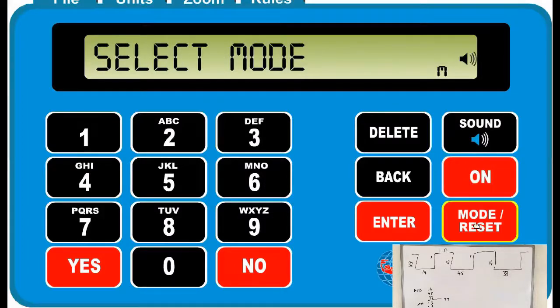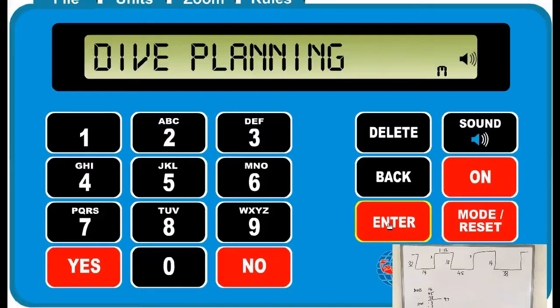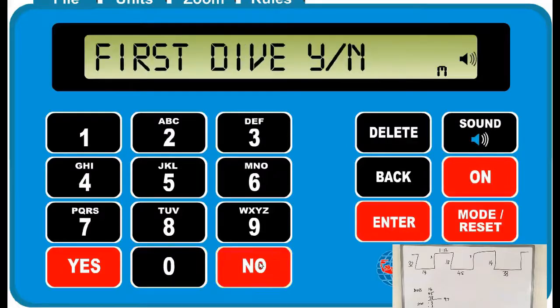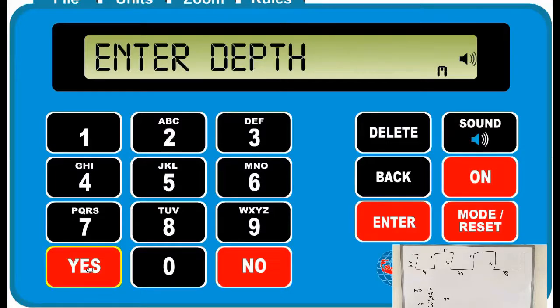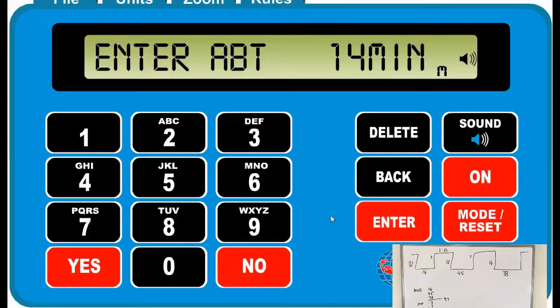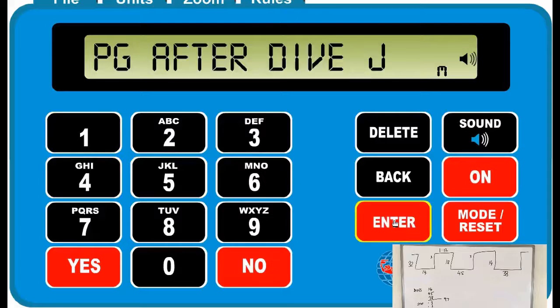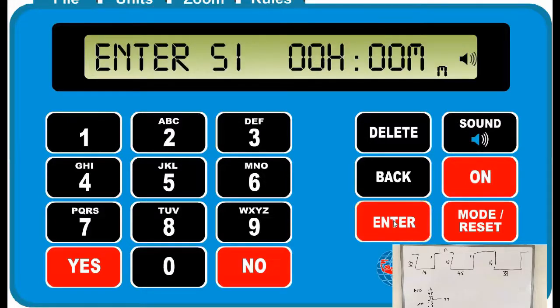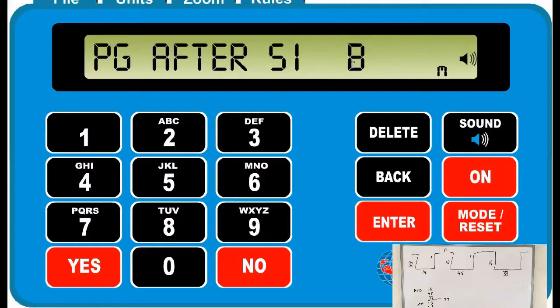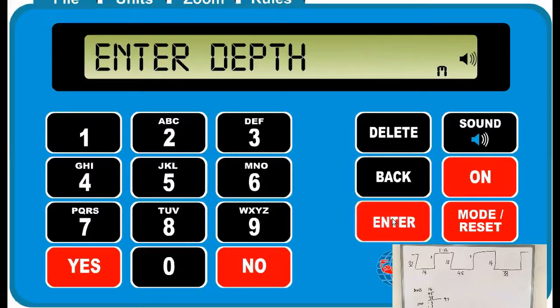Start with dive planning, enter first multi-level no, first dive yes, enter depth of 32 meters. 14 minutes. We're in pressure group J. Now we can put our surface interval of 1 hour and 12 minutes. Pressure group B. Enter. Now the next dive was 18 meters.